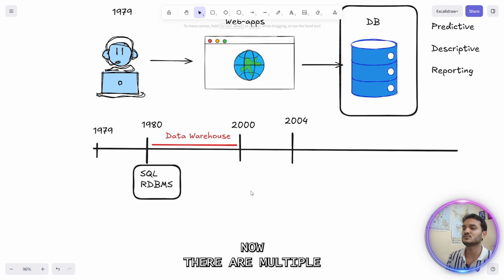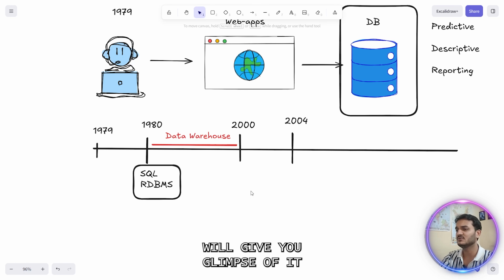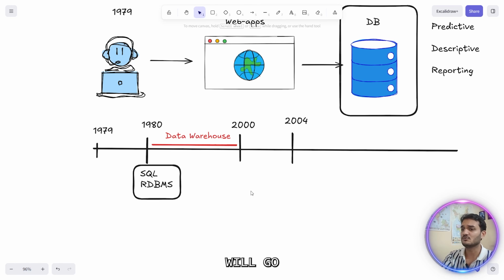Nowadays, there are multiple projects still going on in data warehouse, but the technology has evolved, and we don't actually work on data warehouse systems now. But I will give you a glimpse of it as we go further in the videos.